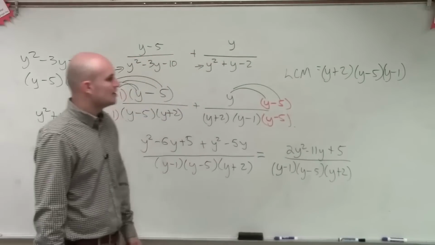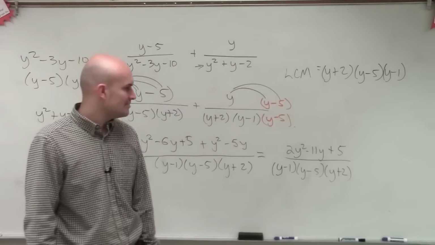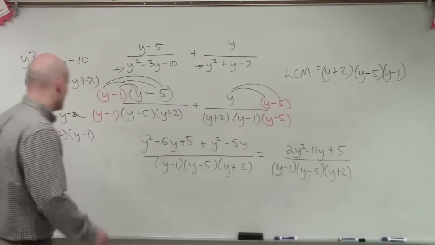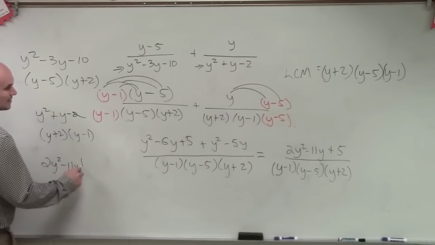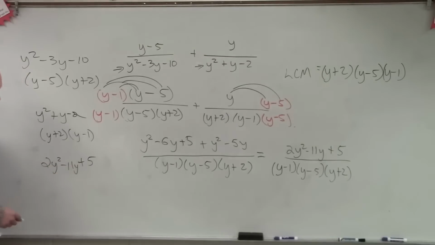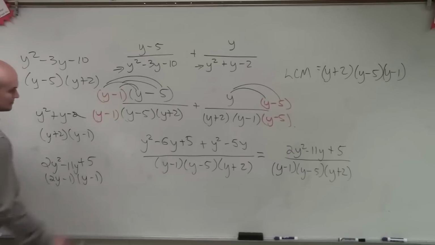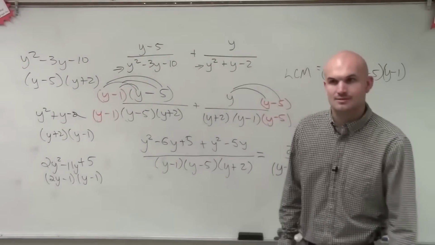What two numbers could I multiply that would give me a negative 5 and a negative 1? And guess what, ladies and gentlemen? This actually can be factored. 2y squared minus 11y plus 5. By practicing my factoring, I could say this is 2y minus 1 times y minus 5. Would you guys agree with me on that?